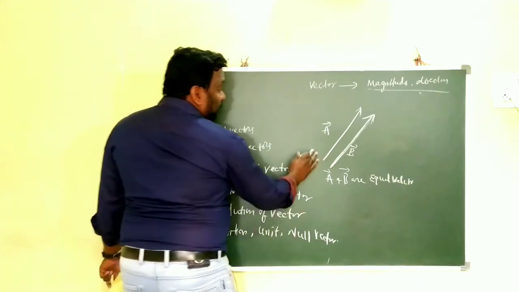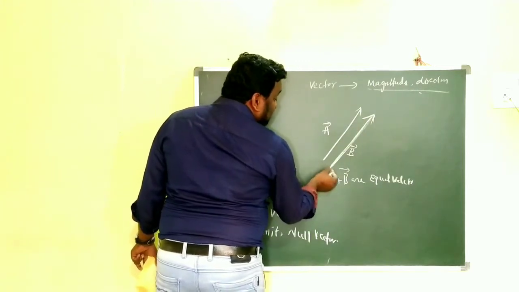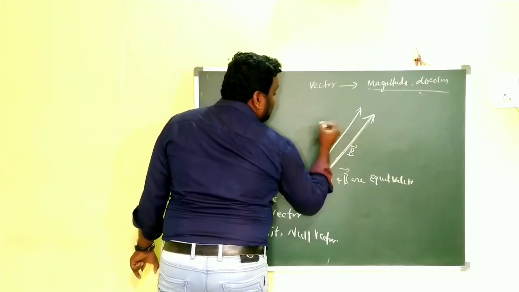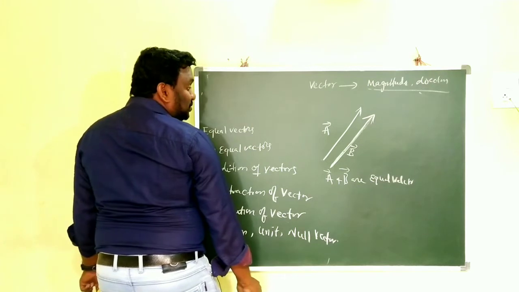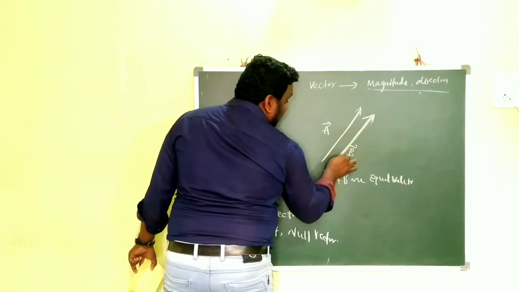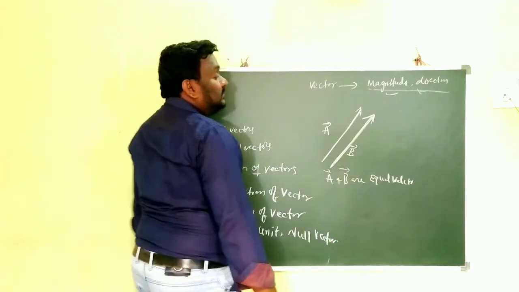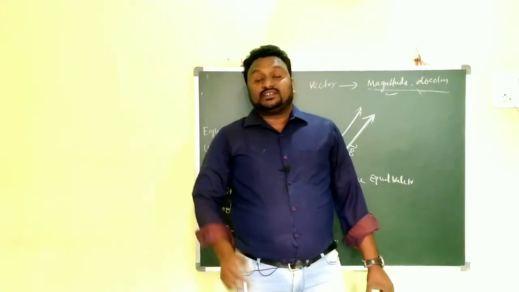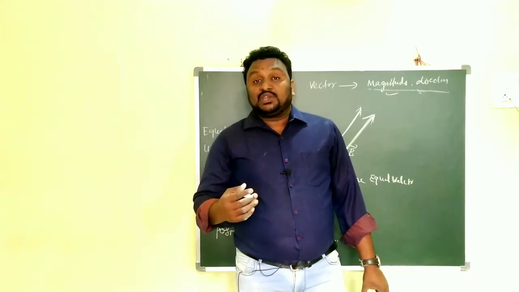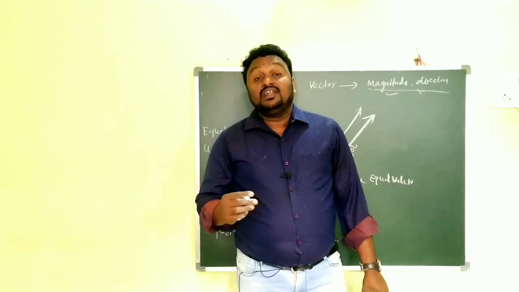Why? Because both are in the same direction and their length is also the same. Their length is nothing but what I told you just now, the magnitude. So children, here this is the length and this is also the length. So both have the same magnitude and the same direction. Then those vectors are called equal vectors. The vectors which have equal magnitude and the same direction are what we call equal vectors.